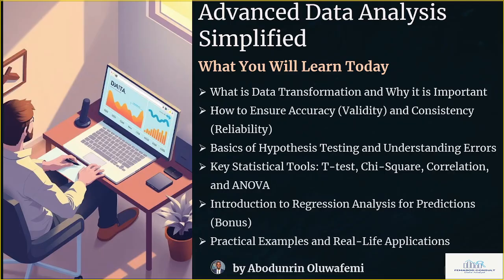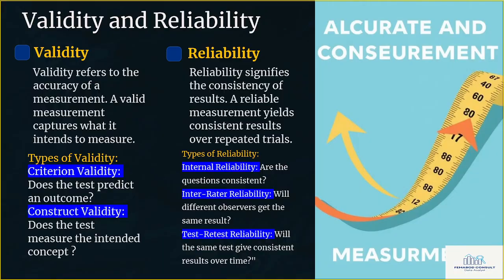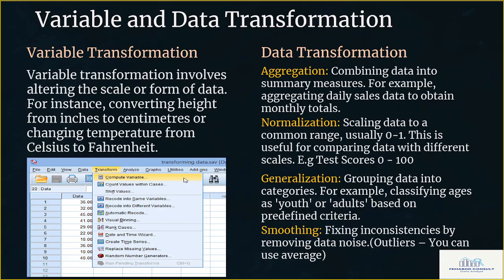Then the next thing is to go straight into what we have for today. So the first point of call is variable and data transformation. Yesterday we talked about a variable as what we measure in our research or discussion. So variable transformation just involves altering the scale or form of data. A good example is if you collect data about height, and when you are collecting the data, you measure the height in inches. But then in your analysis, you need to use centimeters.